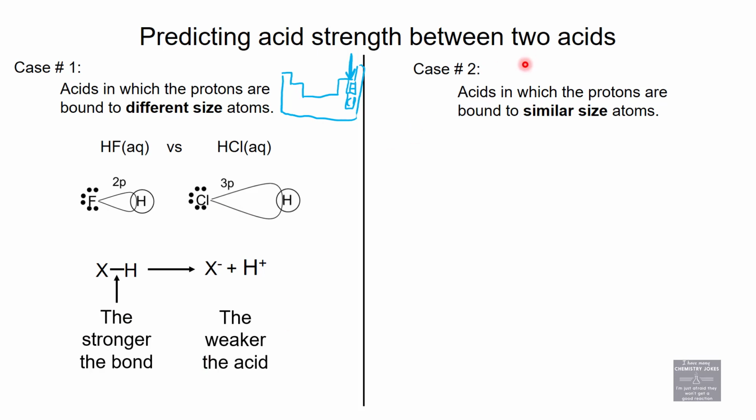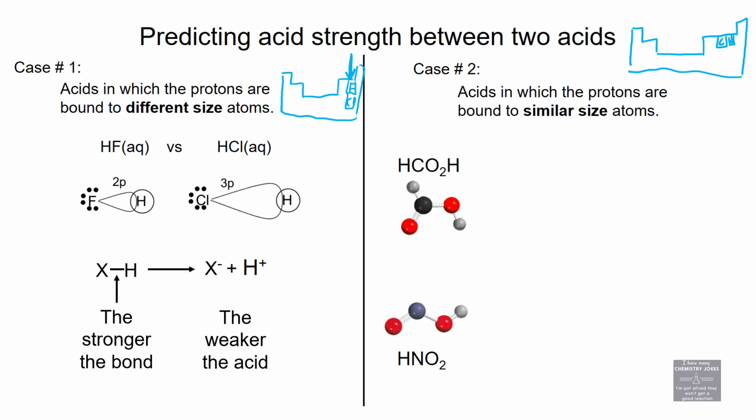Case number 2, the proton of the acid is bound to a similar sized atom. You have to look to other factors. So if I draw another little periodic table, that's like if you're comparing things across a period, like hydrogen connected to carbon versus nitrogen, or maybe oxygen versus oxygen. Those are definitely similarly sized. They're exactly the same.